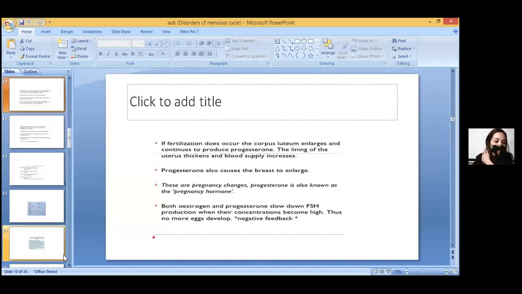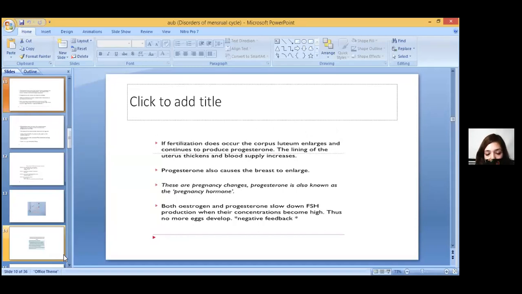As I told you, if fertilization does occur, the corpus luteum enlarges and continues to produce progesterone, and the lining of the uterus thickens and the blood supply increases. Progesterone also changes the size of the breast. It leads to a little bit of cramps in the abdomen. And this is called the pregnancy changes. So basically progesterone is the hormone that leads to all these changes.